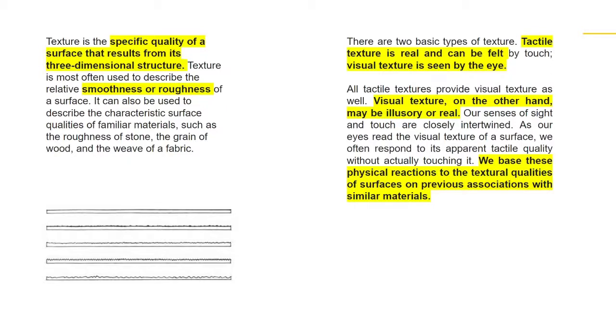So in most design, all tactile texture provides visual texture as well. Visual texture, on the other hand, may be illusionary or real. Our senses of sight and touch are closely intertwined. So as our eyes read the visual texture of a surface, we often respond to its apparent tactile quality without actually touching it.